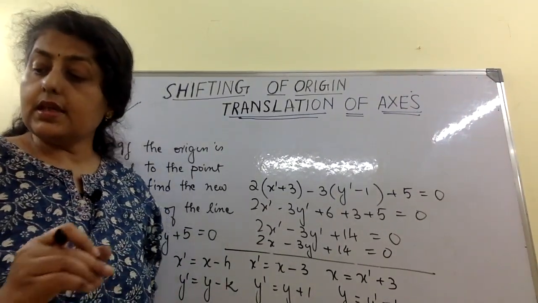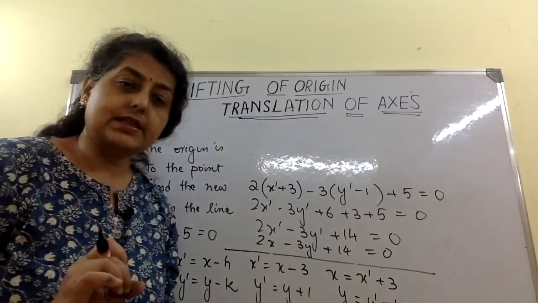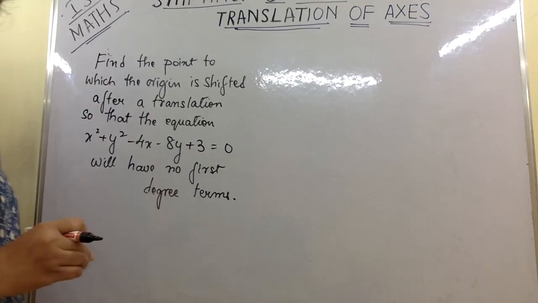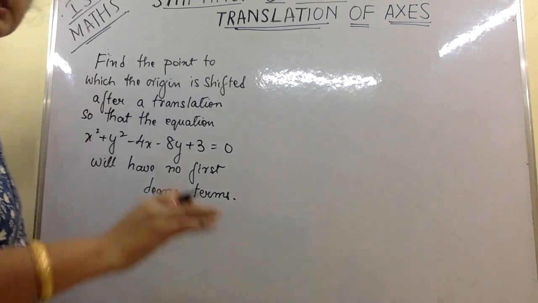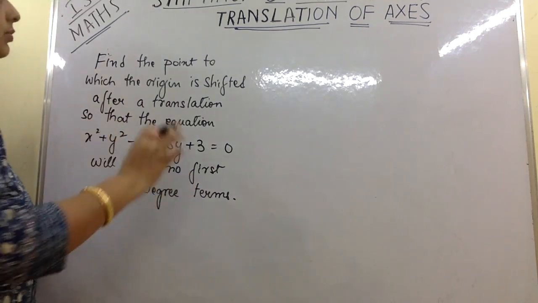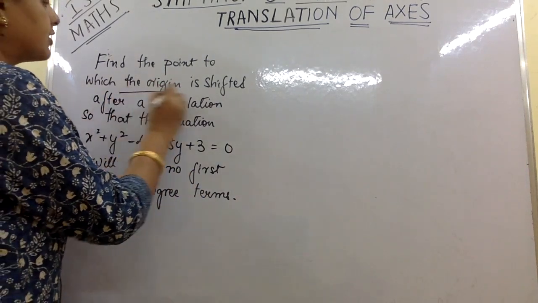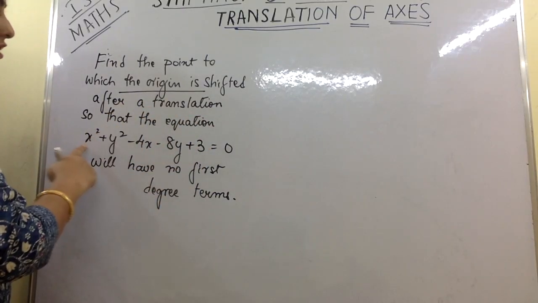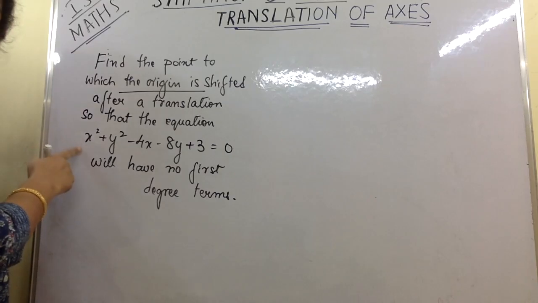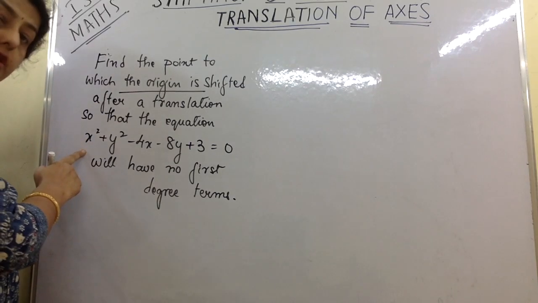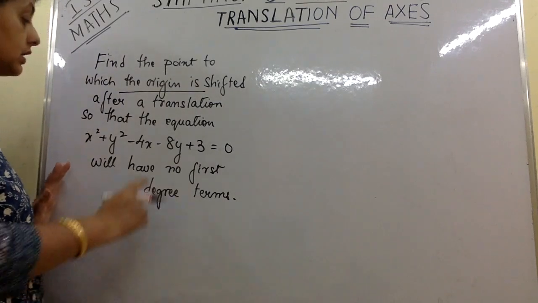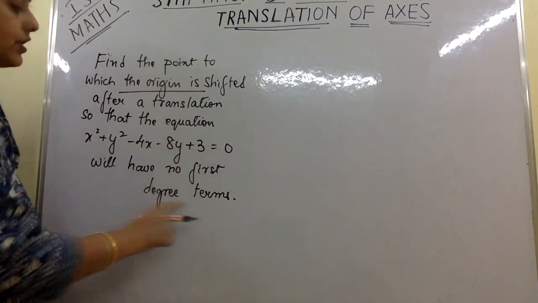Okay, so let's see the next sum. This next sum is going to be a very, very important sum. Please make a note of it. Okay, so let's see. Now, this is the question that I was talking about. Find the point to which the origin is shifted. Means you want the new origin hk after a translation, so that the equation, now here is the second degree equation, this is the general equation of a circle, will have no first degree terms.